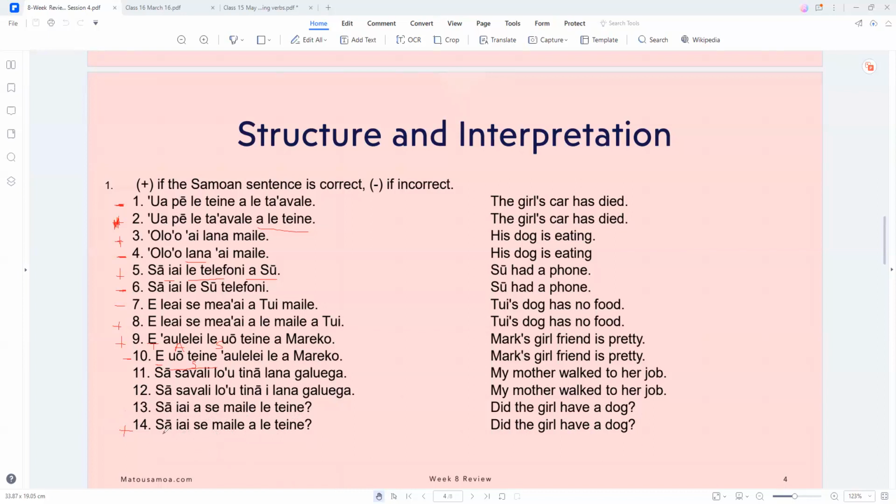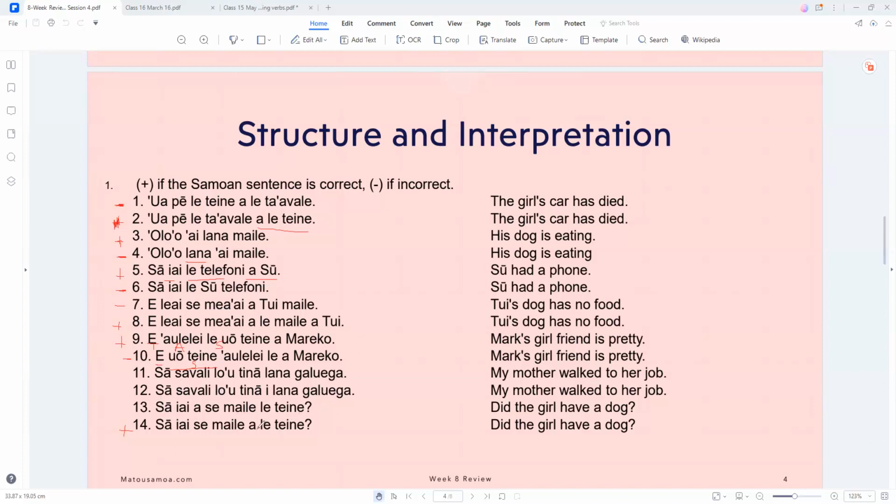Okay. And oh, we still got time, so let's do this last one. My mother walked to her job. Sa savali lo tina i lana galuega or sa savali lo tina lana galuega. Number 12. Number 12, yes.